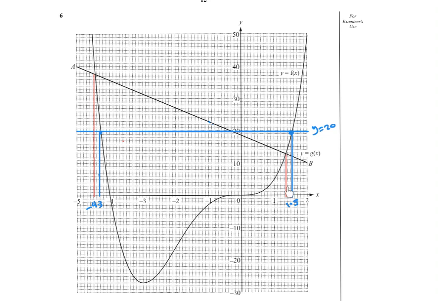For this one, approximately 1.35. For this one, negative 4.5. So 1.35, negative 4.5.